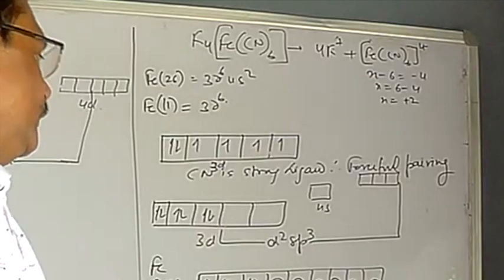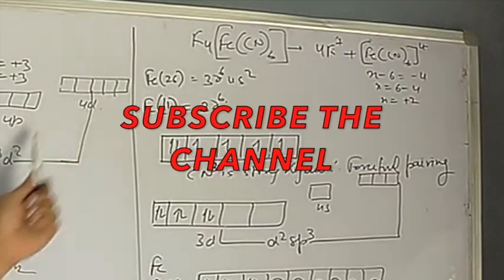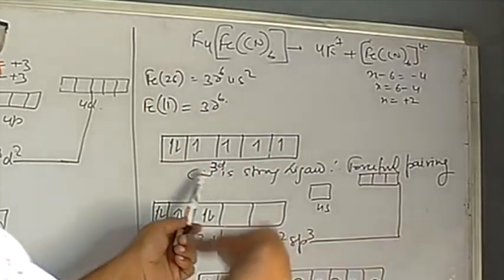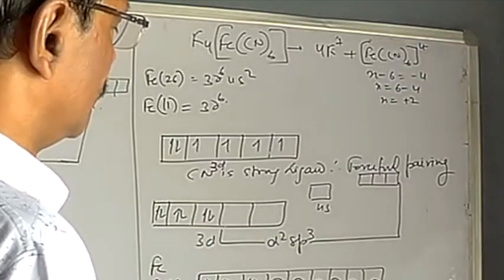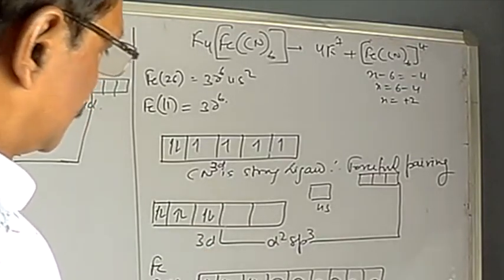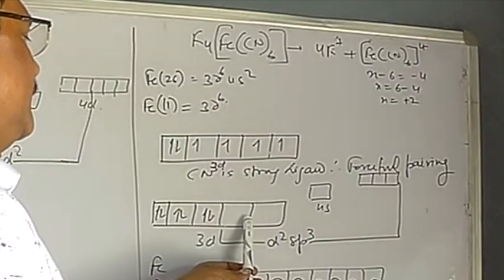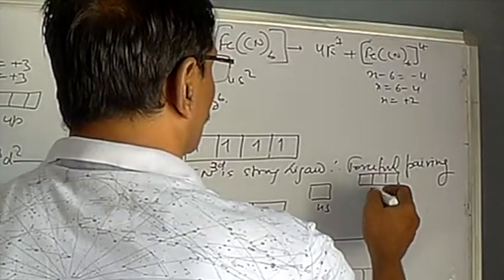So understand it very carefully. I repeat again, in this case 4d was taken, that's why it was an outer orbital complex, but in this case due to forceful pairing, 2 orbitals in the 3d level are still vacant, that's why we'll call it an inner orbital complex. So 6 ligands are approaching, only 2 empty orbitals are there, so now we'll look for 4s and 4p.